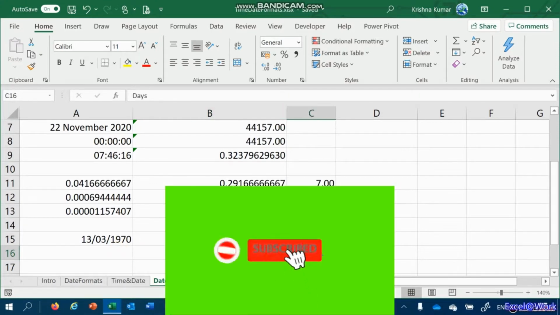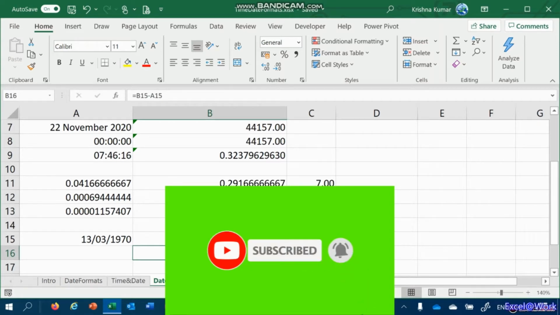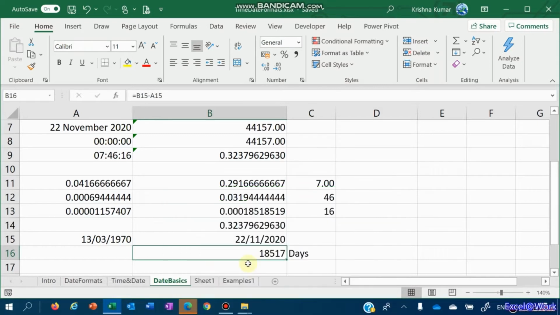Now that we have seen how Excel calculates the date and time, in the next session we will actually utilize this aspect of Excel to calculate the difference in the date, the minutes, the seconds, the weeks, the months between two given points in time. Till then, have a great time.